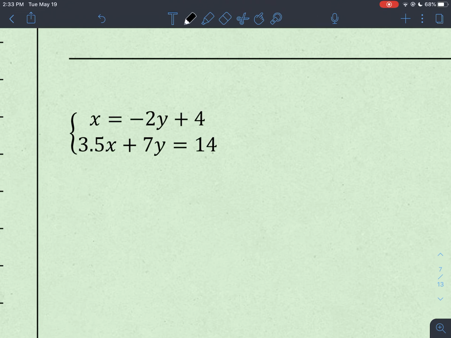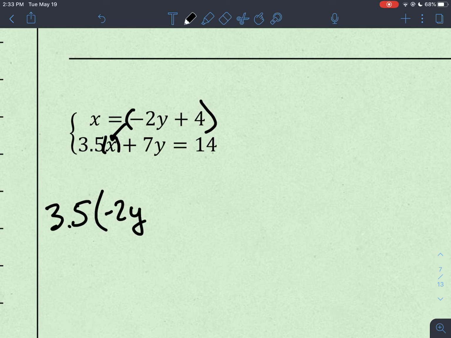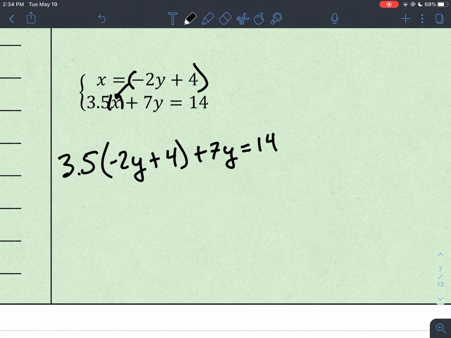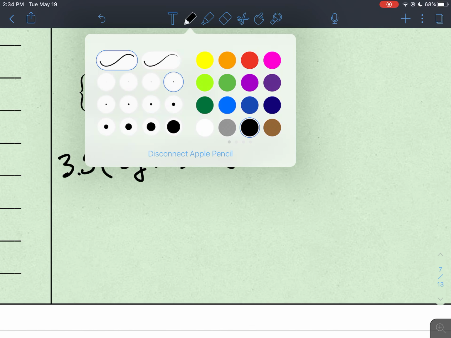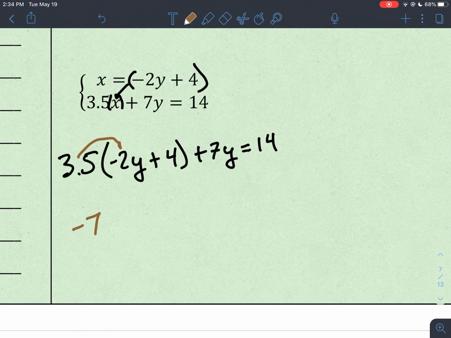So we have x equals negative 2y plus 4. We know that we can take this and tuck that in for x. So it's going to be 3.5 times negative 2y plus 4, plus 7y equals 14. Notice how I took everything and copied it down the exact same except for my x, which is going to be the expression that you have up there. So let's multiply this out and see what happens. We got 3.5 times negative 2 is negative 7y. I've got 3.5 times 4 is going to be 14, plus 7y equals 14.